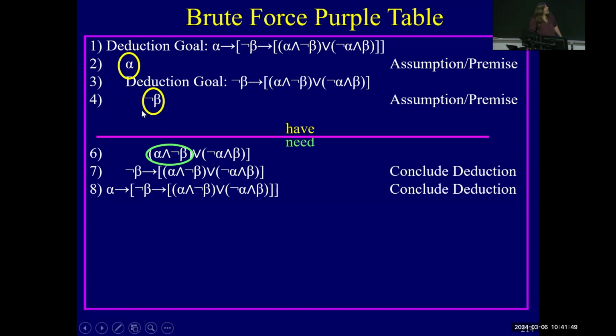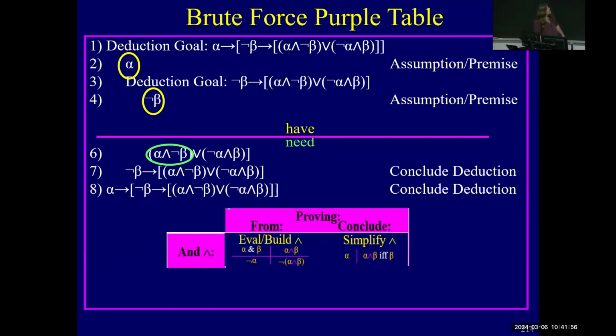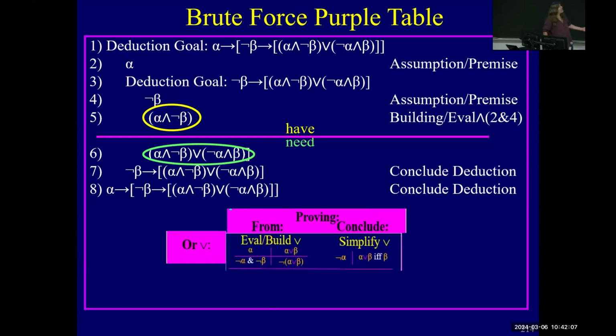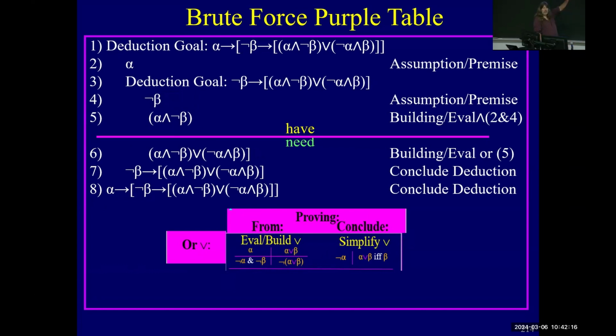Do you know alpha, not beta? What can I build, right? I can build the AND, right? And then I know the one side of the OR, so I get the whole OR, right? I build the OR. Everybody good? How many people feel that they can now do one of these? Yeah?